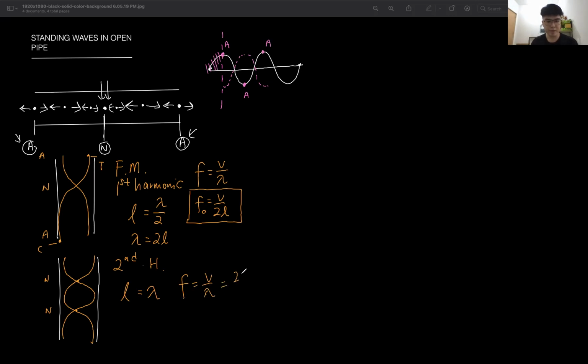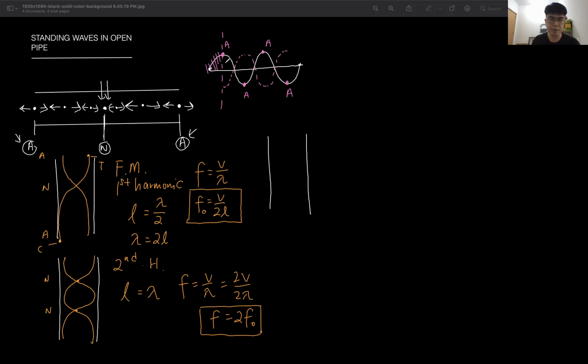I can write this as 2V over 2 lambda, and that is 2 f-naught. You can see this is similar to the standing waves in strings. Strings are also the same. The fundamental frequency is V over 2L, and 2 f-naught here. Two more here. Antinode.